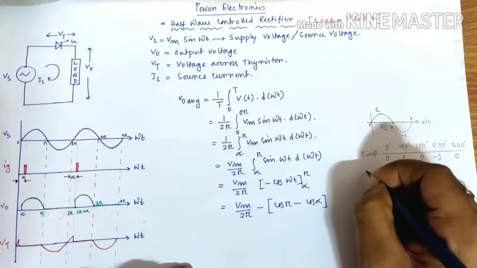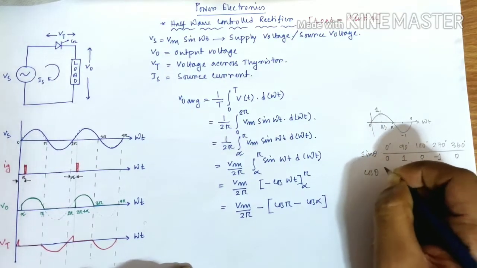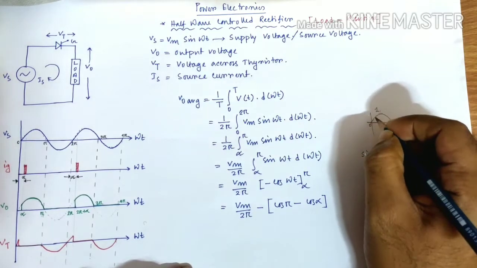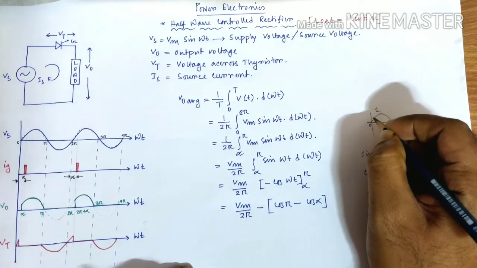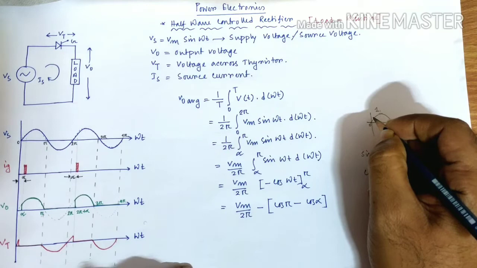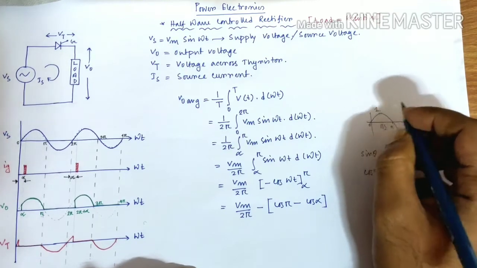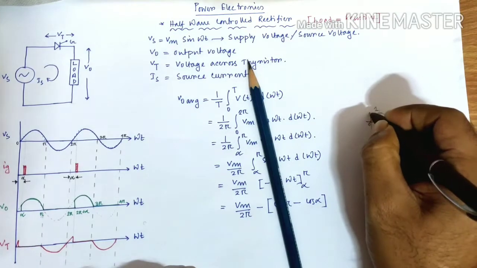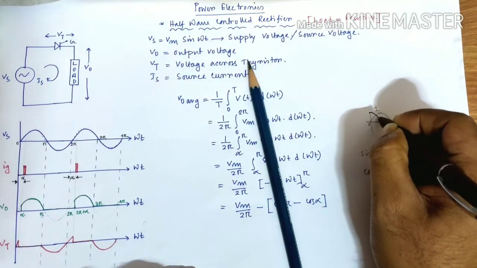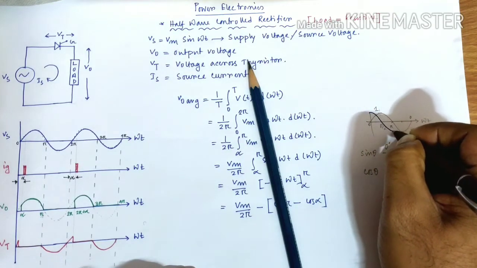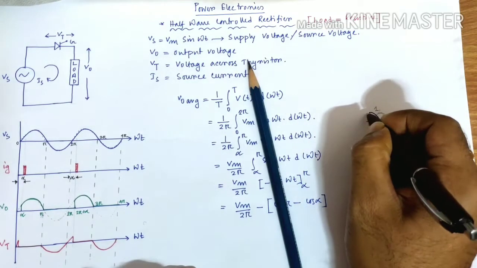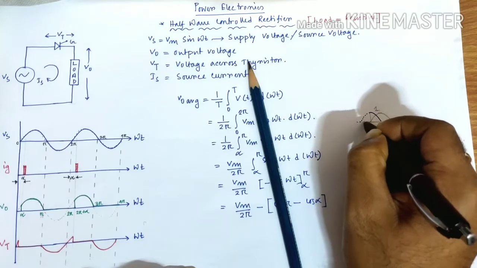Then what should be the value of cos? What is the waveform of cos? Everyone knows that. That is, cos is basically leading by 90 degree with respect to sine. So the waveform of cos is like this one. It starts from here, as it is leading, it follows the same thing and it ends here. So that means the waveform is like this one.